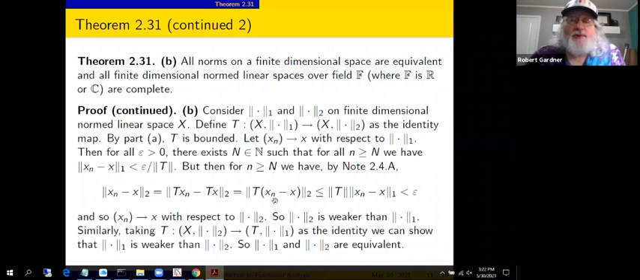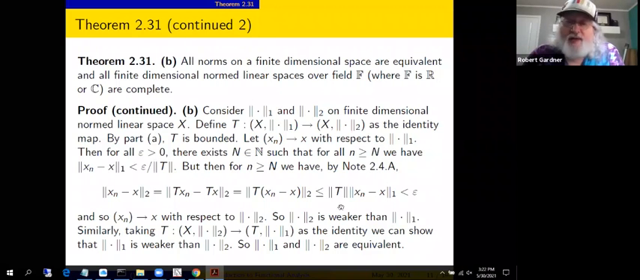Linearity allows us to write that as T of the difference. The difference of the T's is T of the difference, as I say, still measured with respect to the two norm. Note 2.4.a says if we have a norm of T of a vector, that's less than or equal to the norm of the operator T times the norm of the vector. And here you see all three of the norms under conversation.